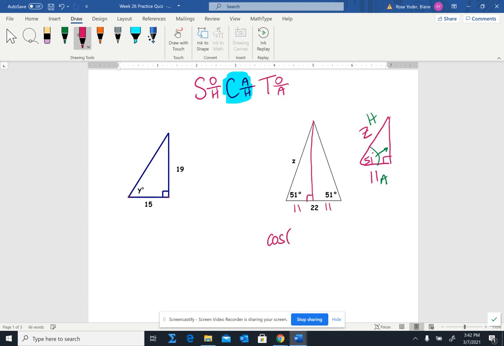Cosine of, this time we know the angle, 51. So we're not going to use the inverse. We're going to do regular trig, equals 11 over Z. And then these are the harder ones where the Z is on the bottom. So I have to go times Z.